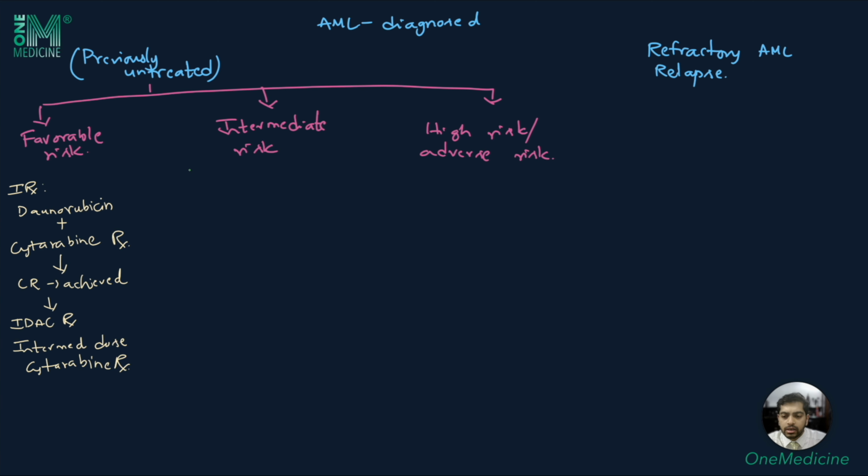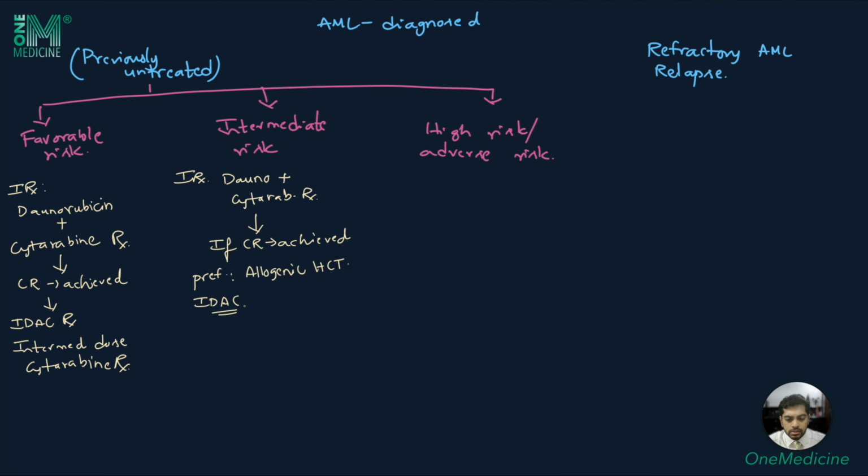In patients with intermediate risk, an induction therapy consisting of daunorubicin plus cytarabine based therapy can be started, and if complete remission is achieved, the preferred choice of continuation of therapy is allogenic hematopoietic cell transplant, or if not available or if not tolerated, the IDAC can be used, that is intermediate dose cytarabine based therapy, or autologous hematopoietic cell transplantation can also be done if the patient's age is less than 60 years.